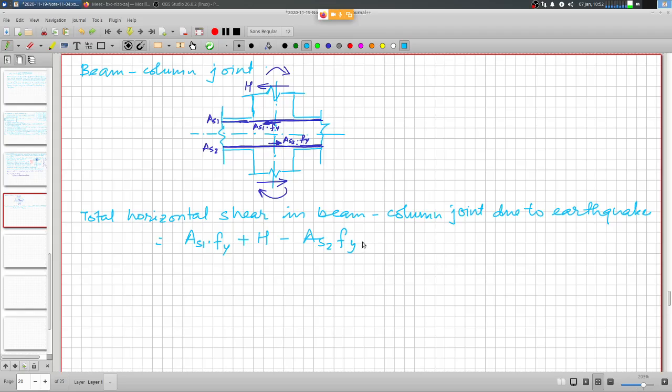Right, so that is the total shear force. AS2 will of course be equilibrating, so this will be the equilibrating forces. Now this panel zone, this is what we call the panel zone, is under shear force like this, under the shear like this.